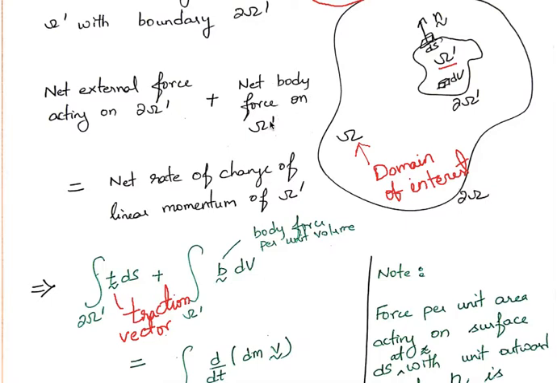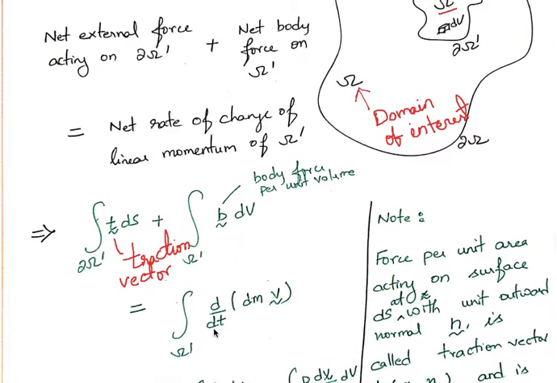Then how do you get net body force? If I consider a volume element dV within the subdomain, then the body force acting on that volume element would be B times dV, where B is body force per unit volume. And once again, if I do the volume integral over the subdomain, then I am going to get the net body force acting on omega prime. And what is this whole thing equal to? The net rate of change of linear momentum.